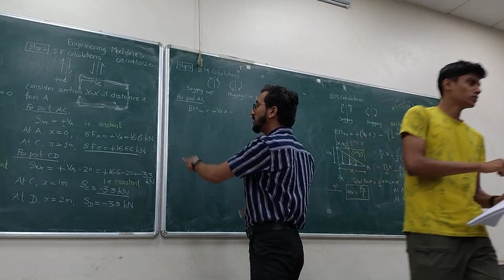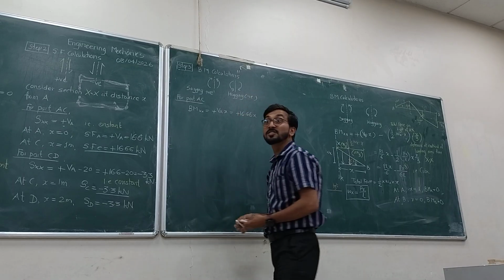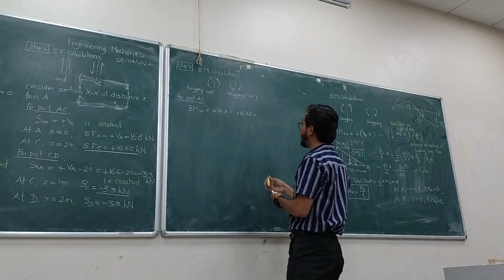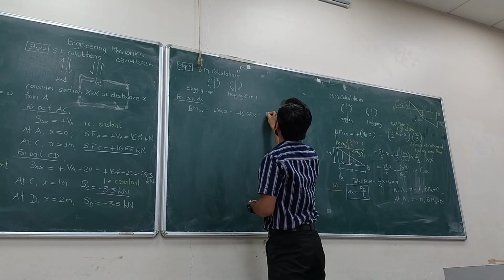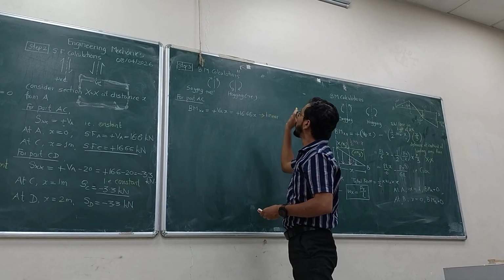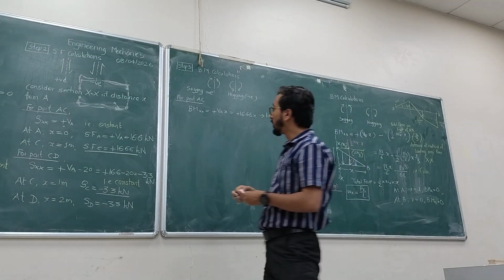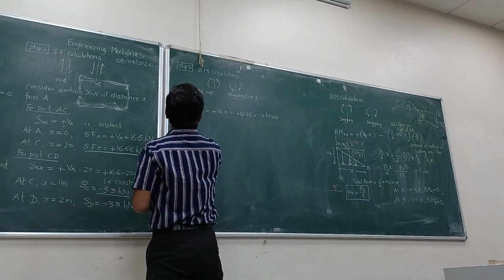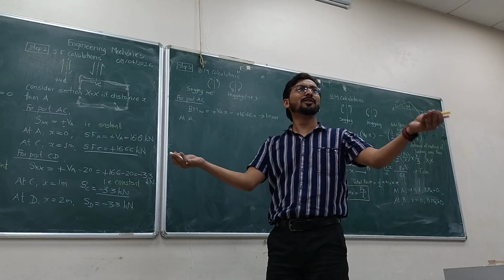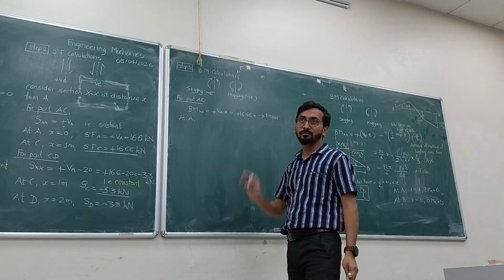VA into X, what is the value of VA? Plus 16.66x. What does it tell you? How is the variation? Linear. Variation is linear. Can we find out the values at A and C? So at A, what will be the bending moment? 0. You don't have to calculate, you will have to confirm with this equation.